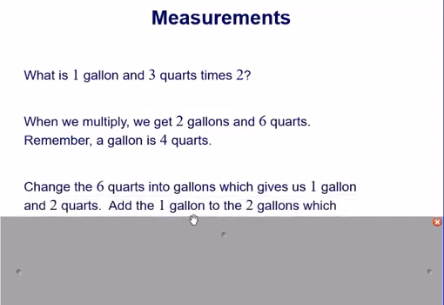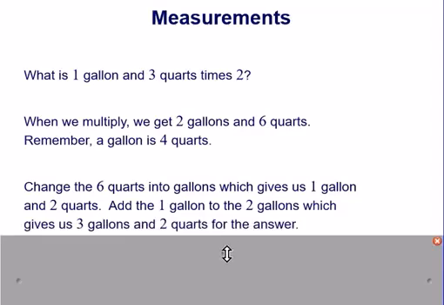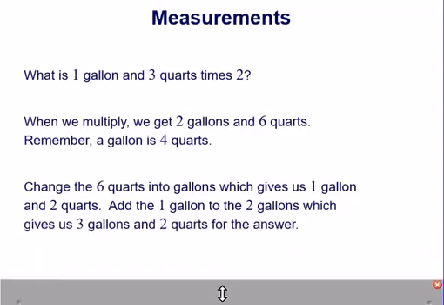So we're going to add that 1 gallon to the existing 2 gallons to give us 3 gallons, and then the 2 quarts left over. So that makes our answer 3 gallons and 2 quarts. So again, you're just multiplying by a factor, and that's going to put you over with some of your measurements, so that you're going to have to change them into different measurements that are a little bit higher.